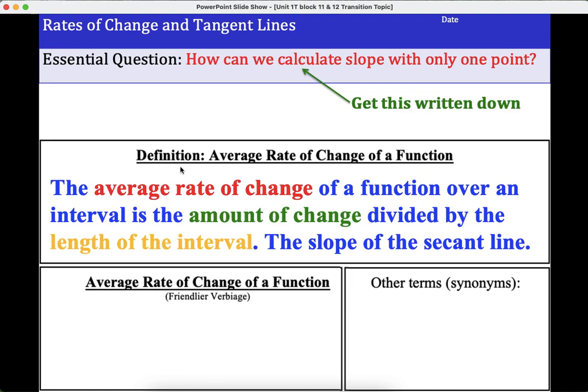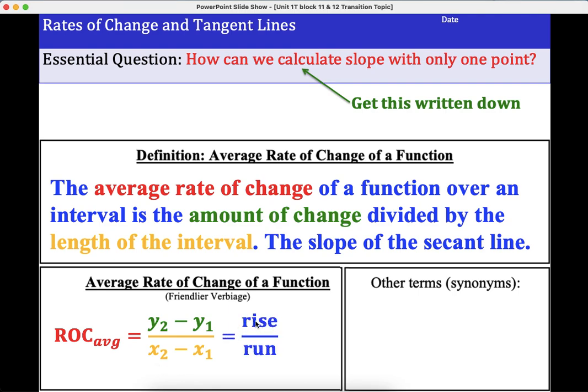If we look at the definition here, the average rate of change of a function over an interval is the amount of change, those are the y values, divided by the length of the interval. As you can see, this requires 2 points. But we want to be able to calculate slope with only 1 point. So right now, you could say we're short a point.